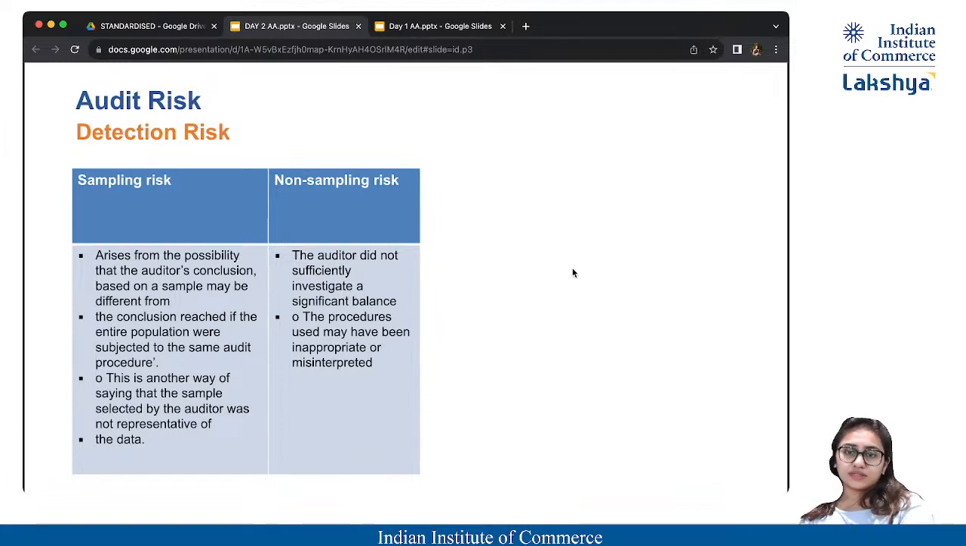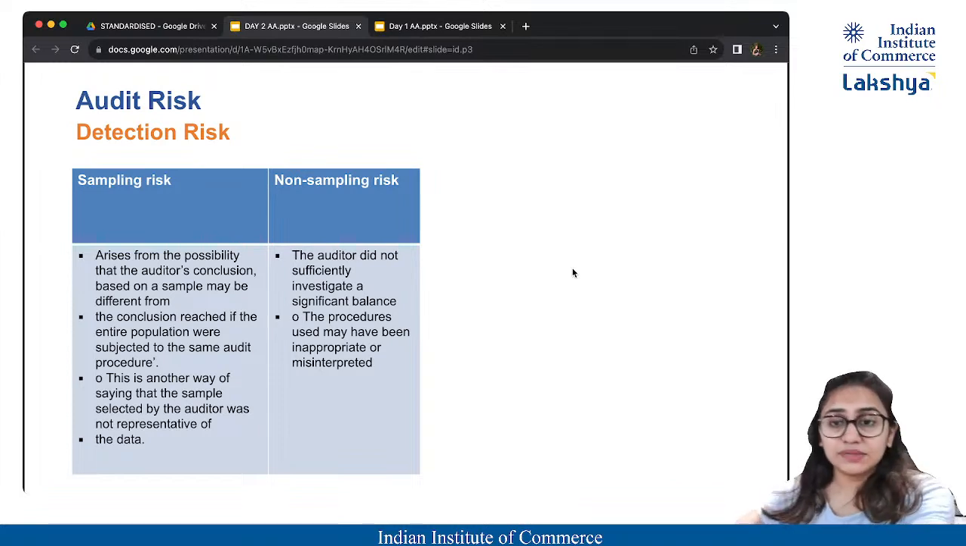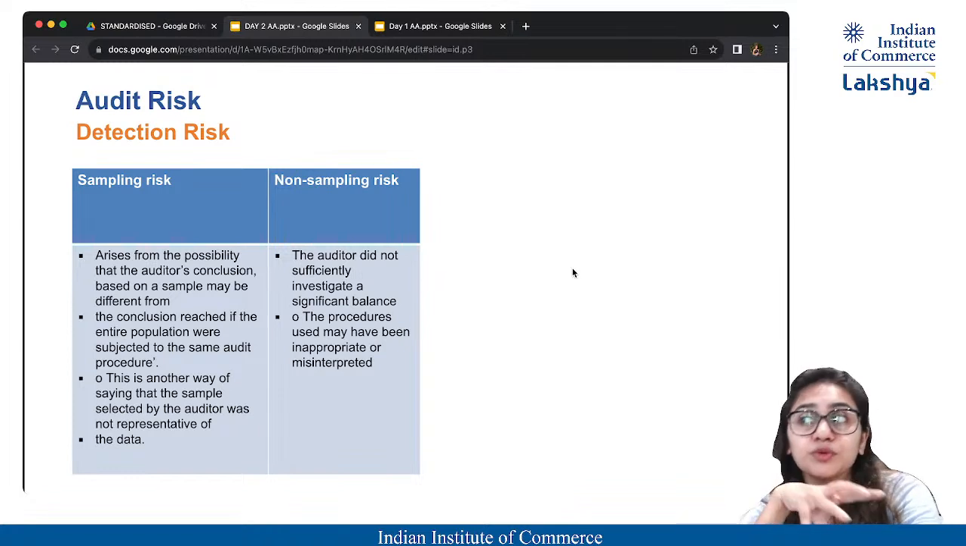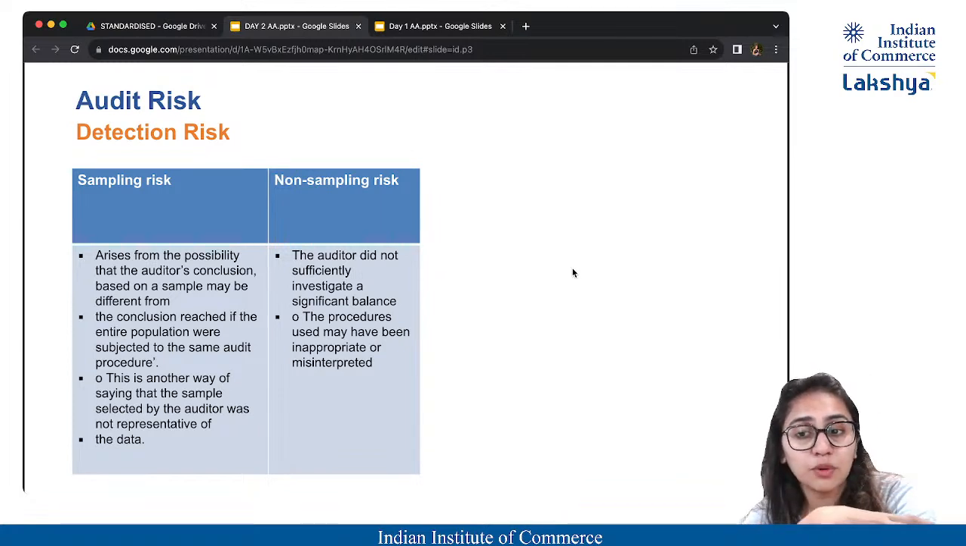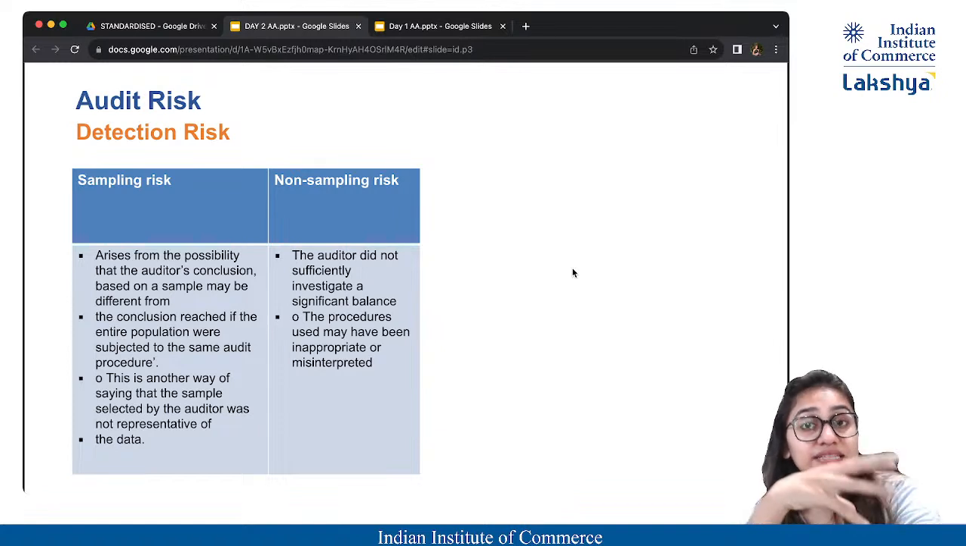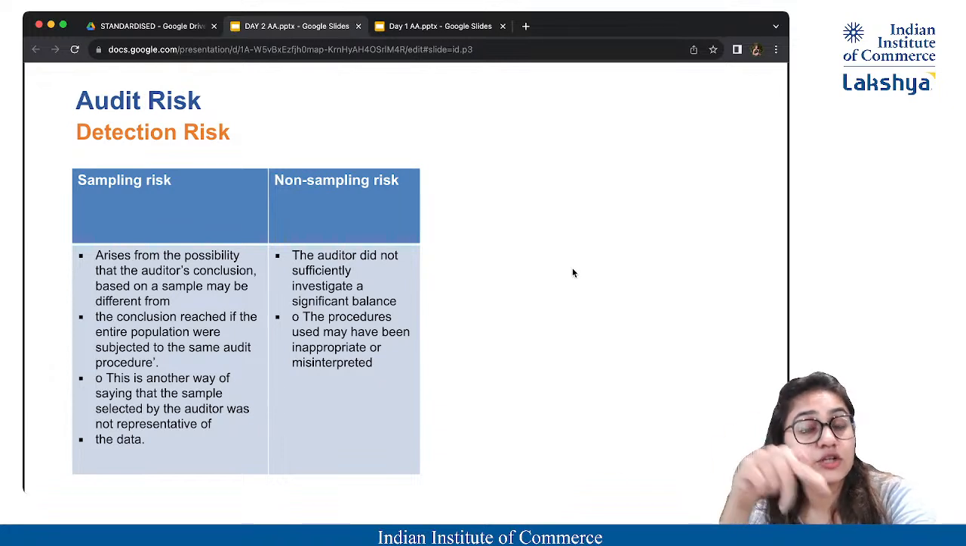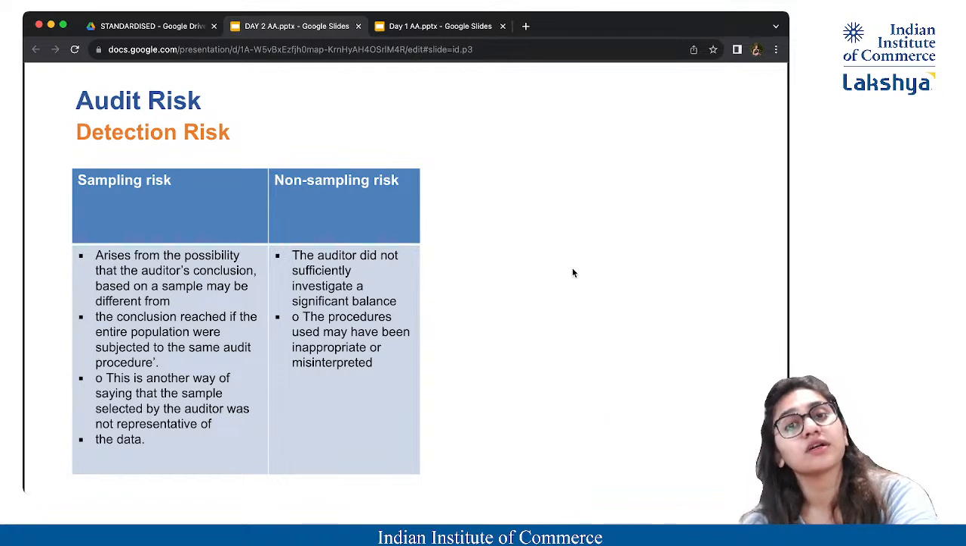Then what is non-sampling risk? Non-sampling risk means there is a risk arising for any reason other than the sample. For example, the auditor did not sufficiently investigate a significant balance. The procedures used may have been inappropriate or misinterpreted. That means there is a problem for a reason other than sampling. Sampling risk is purely because my sample was not a representative of the population and I couldn't select a proper sample, which is why the conclusion was different from testing the entire population. But in non-sampling risk, the conclusion is different for some other reason.